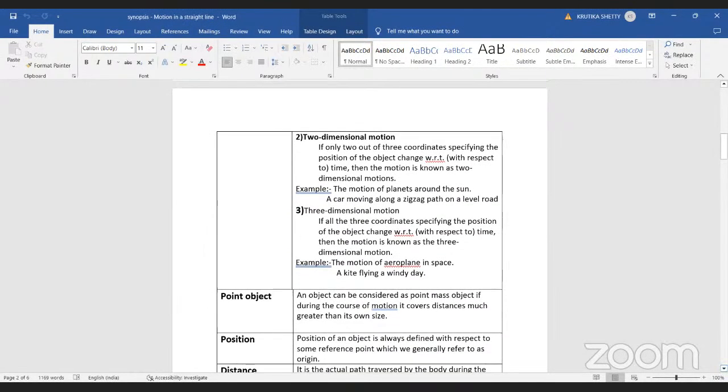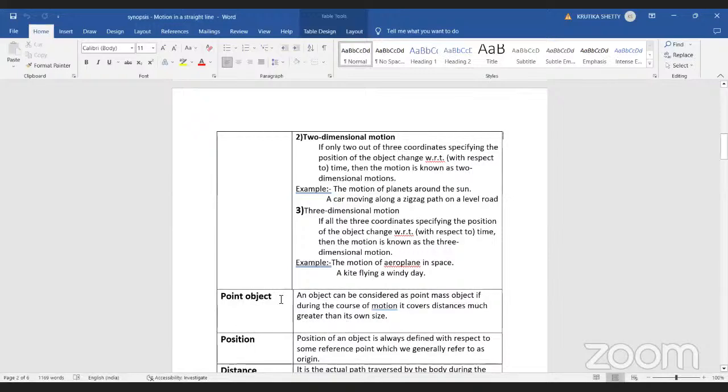Next, we have some of the terms related to motion in a straight line, that is point object. In this lesson, many times we say consider a point object. So what is point object? An object can be considered as a point mass if during the course of motion it covers distances much greater than its own size. That means, if the distance travelled from one point to another is greater than the object's size, then it is called a point object.